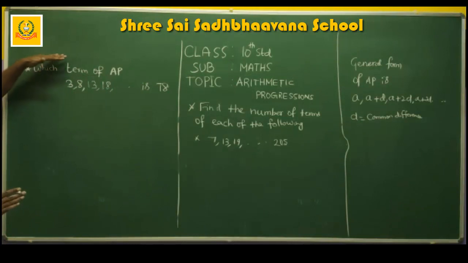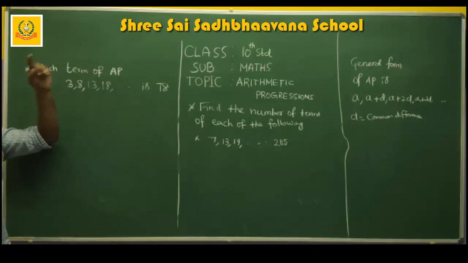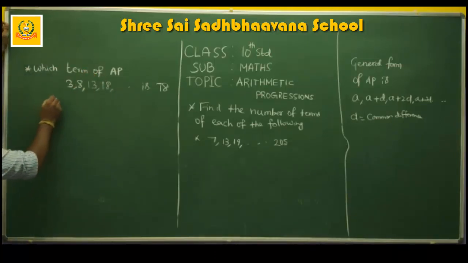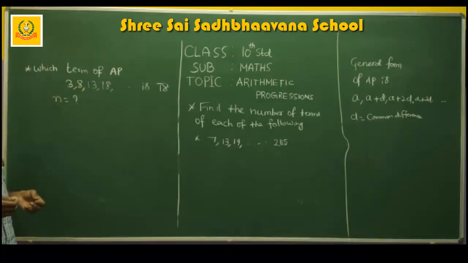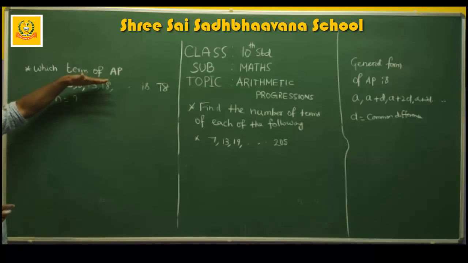These are not the same type of sums, these are a little different. Which term of the AP is 78? Here they are not asking you to find the nth term. They are not asking you to find like the 18th term or 10th term. Here they are asking you to find which term. It means you have to find the n value. Which term is 78? The 78 may be the second term, fifth term, sixth term or seventh term. We don't know which term, so we have to find the n value.